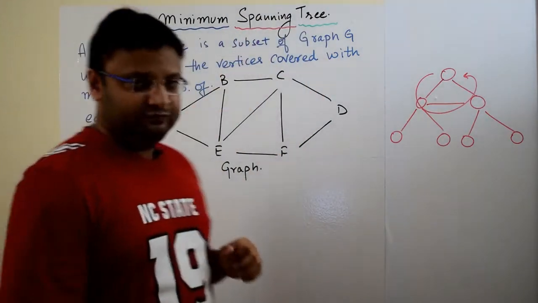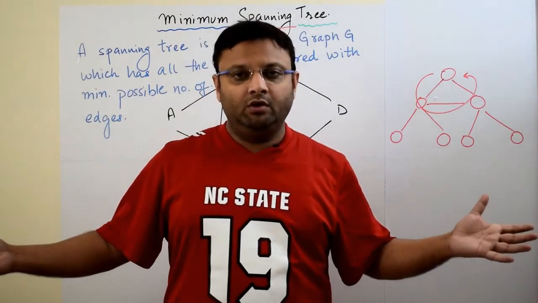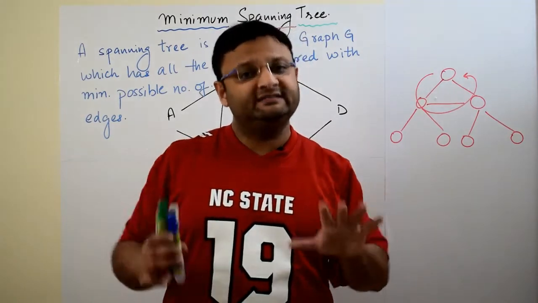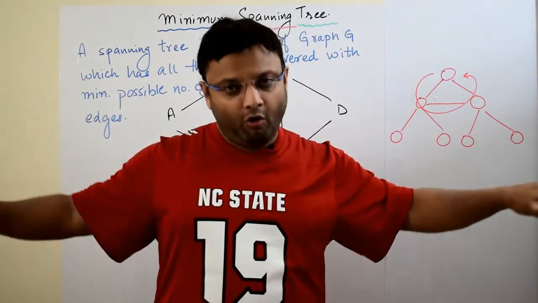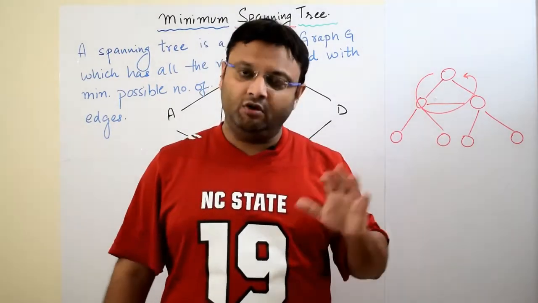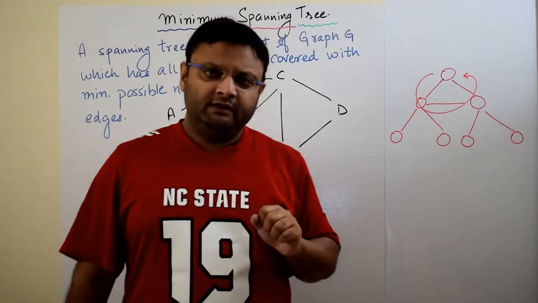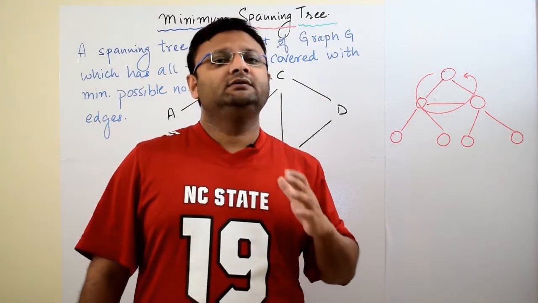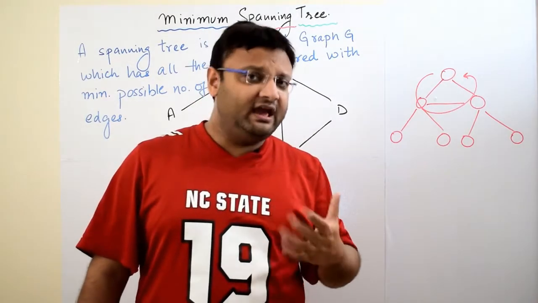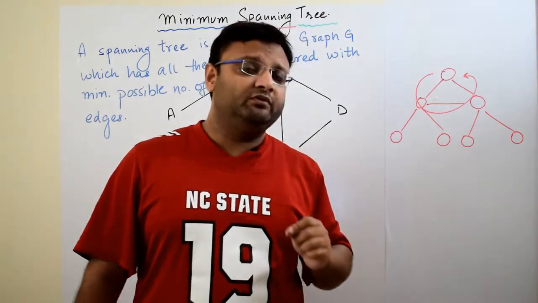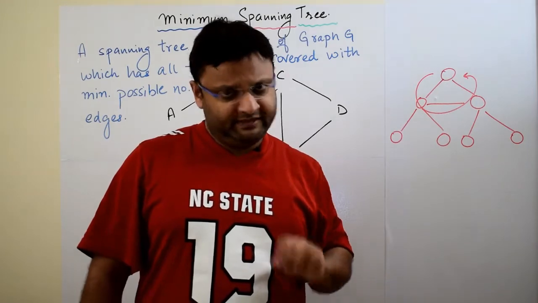Second thing is spanning. It is spanning something. What? Vertices of a graph. So there is a tree which is spanning throughout all the vertices of a graph. And then there is this term called minimum. So it seems that there are some spanning trees and we are interested in one of them, which we are calling minimum spanning tree. It seems so, right?